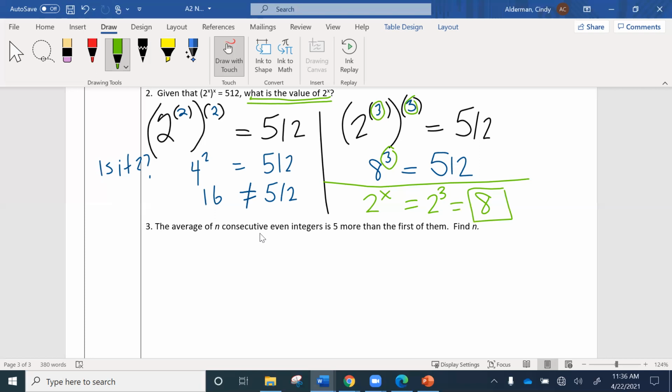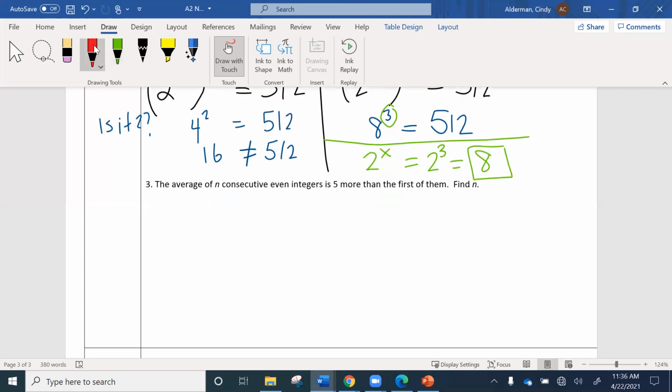All right, here's that consecutive word again. If you have consecutive even integers, where before our consecutive numbers would be like 2 and 3, consecutive even integers would be like 8 and 10, right? Those are consecutive even integers, 12, and so on.